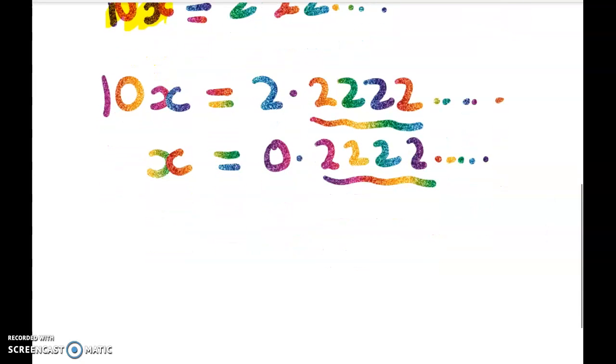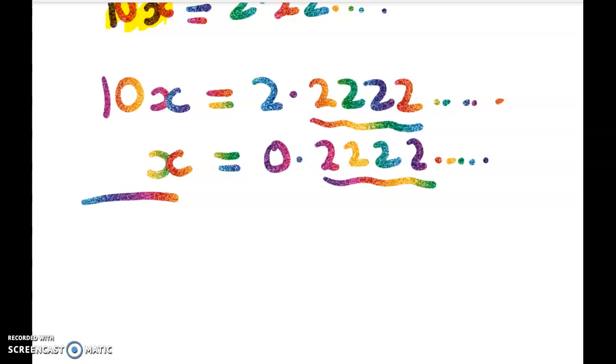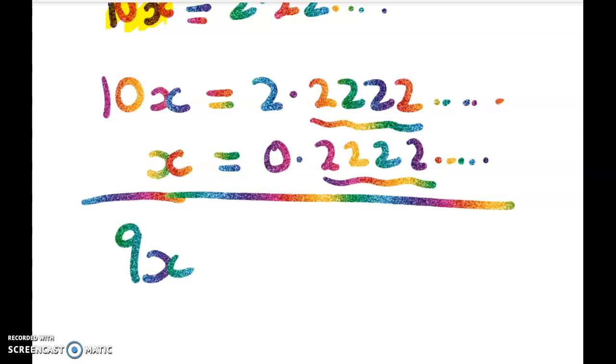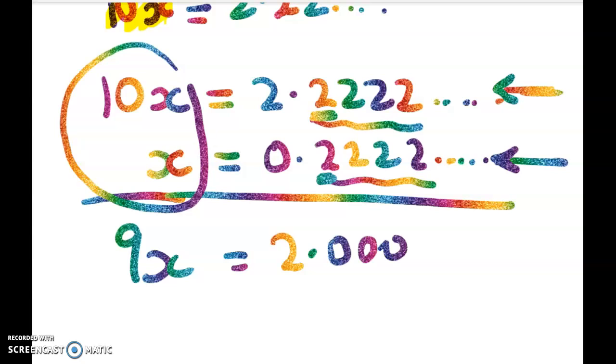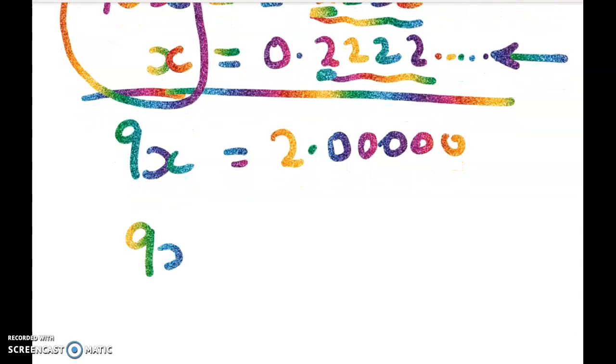So if we have 10 lots of something and we take away one lot of it, we're left with 9 lots of it. So 9x here has got to be the same as this, take away this. That leaves me with, look at your place value, 2 take away the 0 is just 2. Now here, 2/10, and I've got 2/10 matching it down here, so those cancel. So we've got 9x is equal to 2.